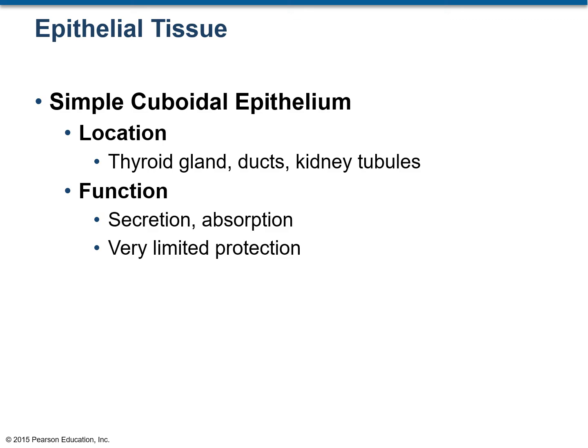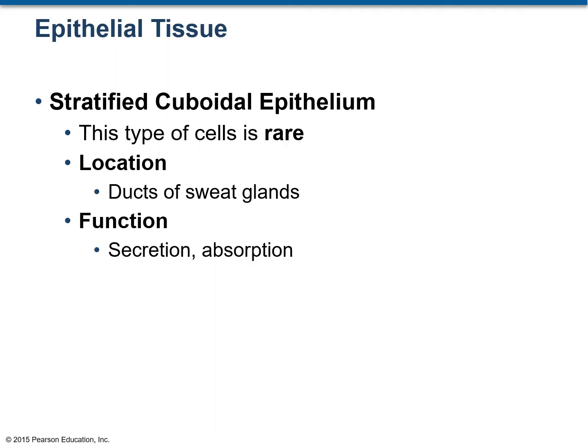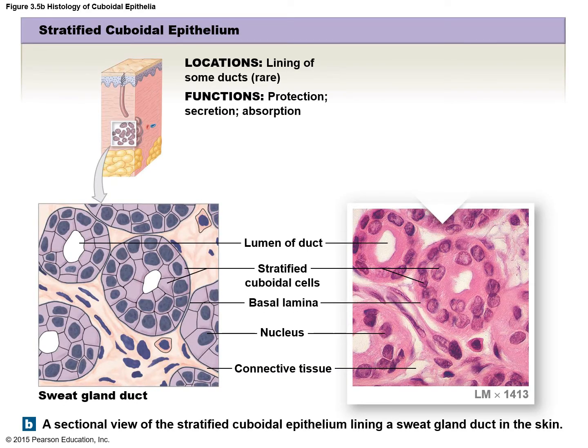Simple cuboidal epithelium, that means epithelial cells which are single layered and the shape is cube shaped. Location is in the thyroid gland or in the tubules of the kidney. Function is secretion. Important example for location of simple cuboidal epithelium is kidney tubules. Stratified cuboidal epithelium, that means multiple layers of cube-shaped epithelial tissue. This is a rare tissue. Location is in the ducts of sweat glands. Function is secretion or absorption. Important example, sweat gland duct.